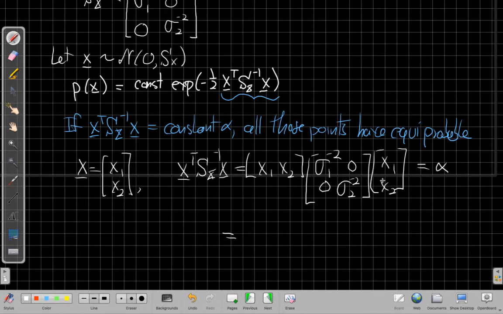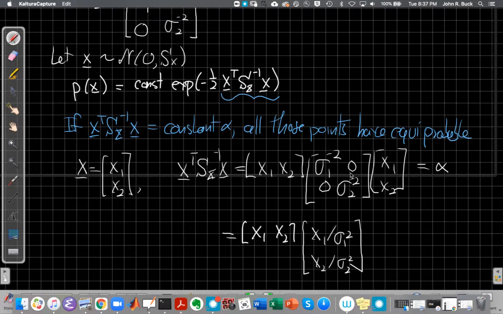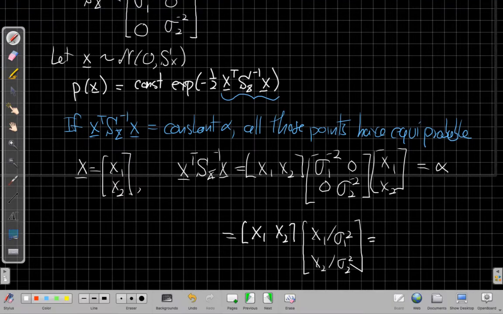So if I multiply these last two out, I'm going to pause the video and do it just to save a little time. When I multiply these two together, I get that. And now I can go on and multiply these two through, and I get that I want the set of points where x1 squared over sigma 1 squared plus x2 squared over sigma 2 squared is equal to alpha. So what set of points satisfy this equation, such that x1 squared over sigma 1 squared plus x2 squared over sigma 2 squared is equal to a constant?